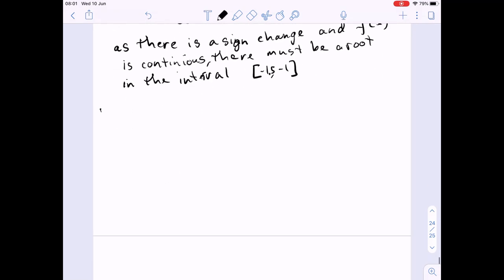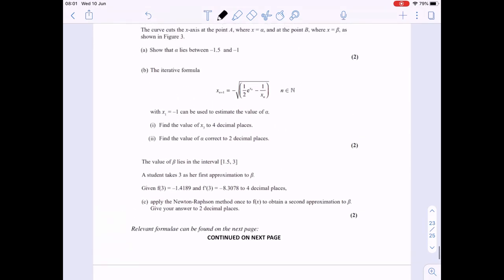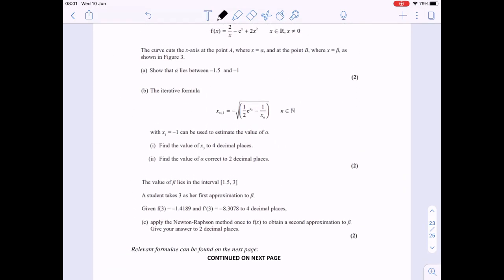So that's A. Let's have a look at B. So the iterative formula, x_(n+1). Now this, again, is one of the easiest questions in the paper, but a lot of people got it wrong because they forgot one little element, and that was that negative sign in front of the iteration formula.